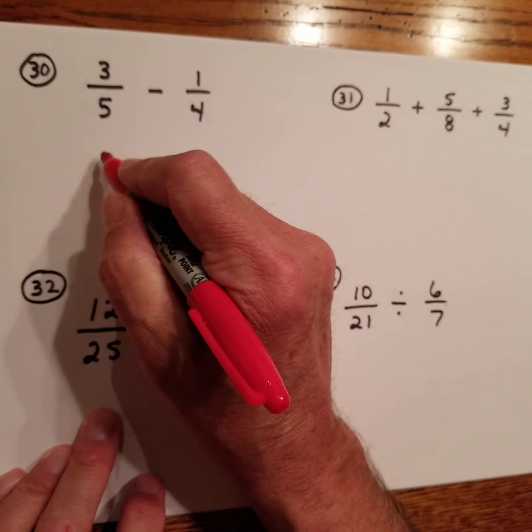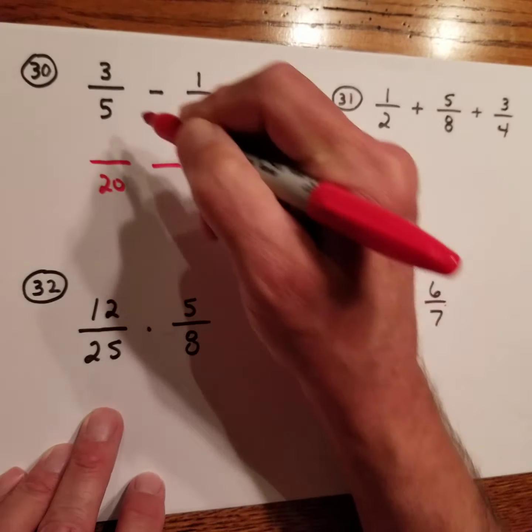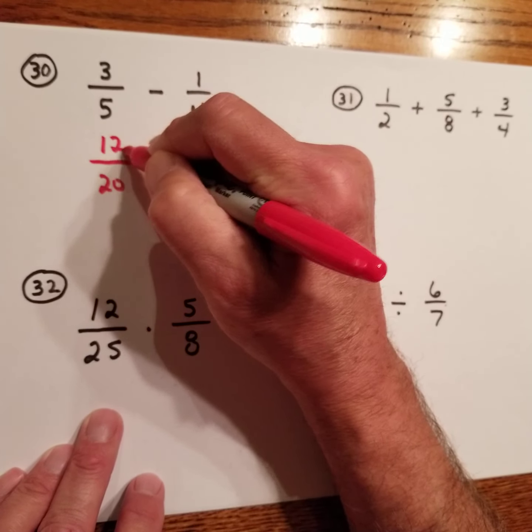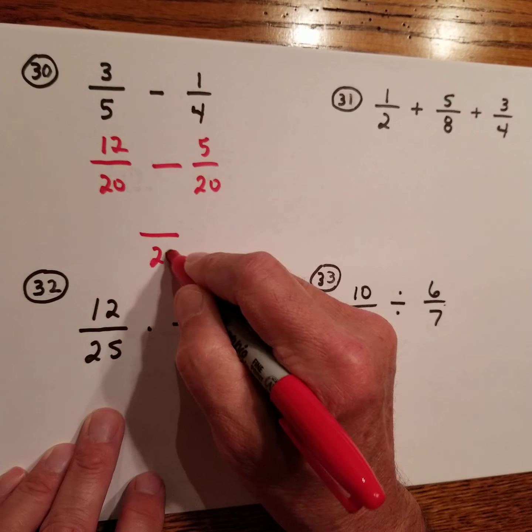Number 30 needs a common denominator. Here multiply by 4. Here multiply by 5. Then subtract.